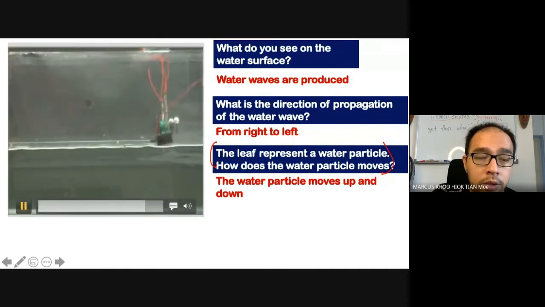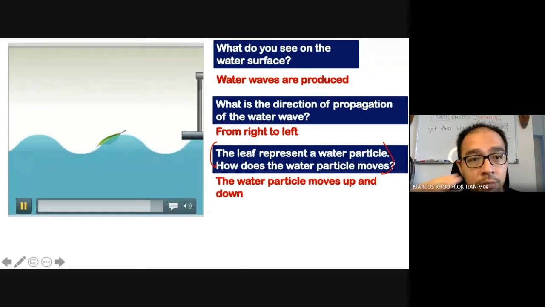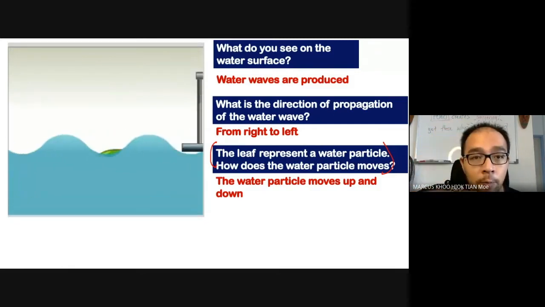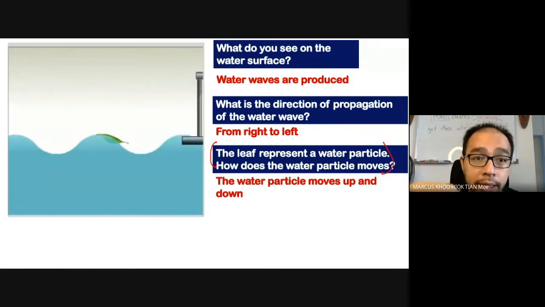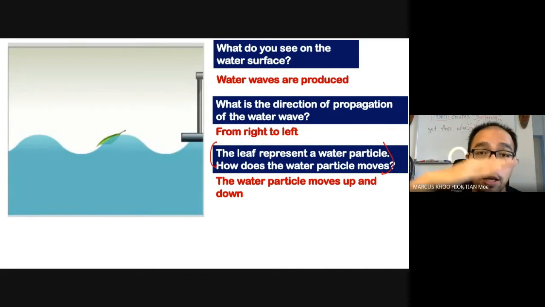Okay, so take a look at this one. The leaf doesn't move, the water particle just moves up and down. As the wave is moving from right to left, the water particle or the water molecule or the leaf is remaining in the same position. It's not going together with the wave. And this is a very important thing.